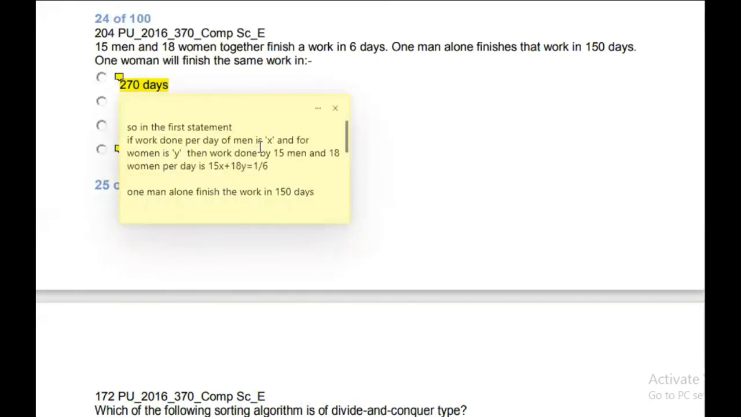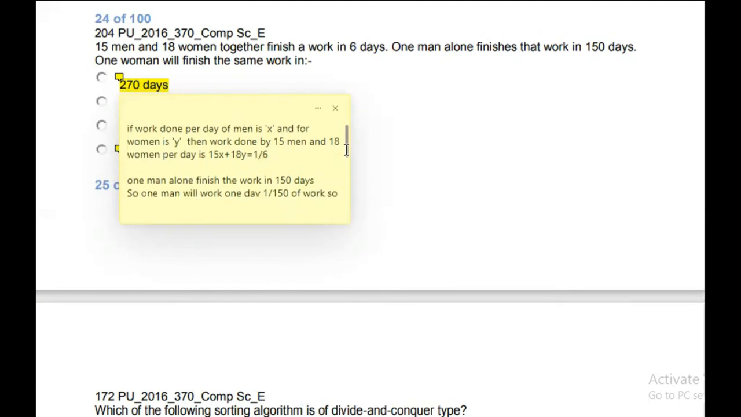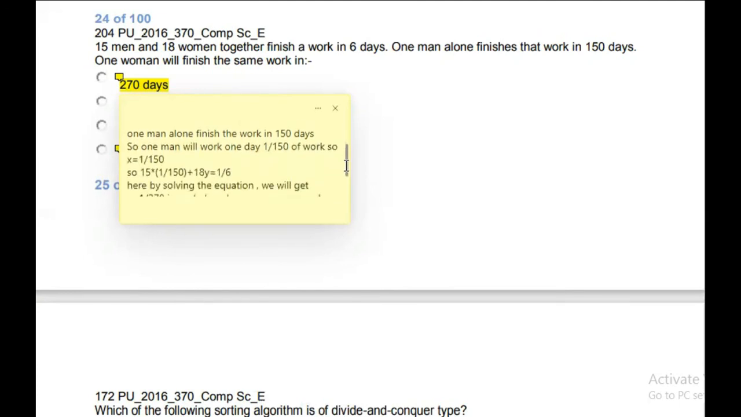So, in the first equation, if work done per day for men is X and for women is Y, then work done by 15 men and 18 women per day is 15X plus 18Y, which is equal to 1 by 6, the work done in one day. One man alone finished the work in 150 days, so one man will do 1 by 150 of the work in one day. So X is equal to 1 by 150.